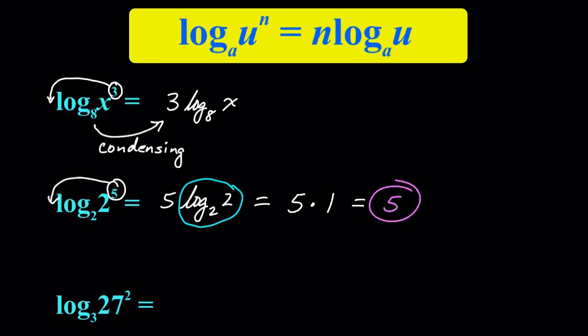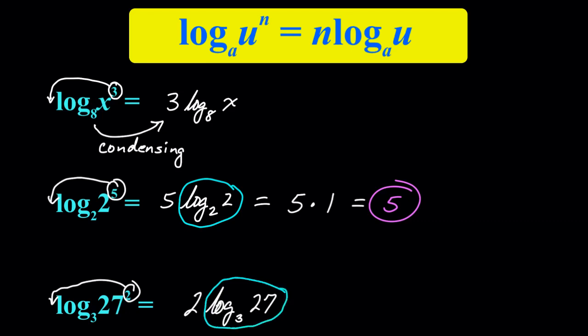All right, so the next one, we're going to bring the 2, which is your exponent, to the front, giving you 2 times the log base 3 of 27. And then we need to simplify log base 3 of 27. We're trying once again to figure out 3 raised to what power gives us this number. And that answer is 3. So this simplifies now to 2 times 3, which is 6.